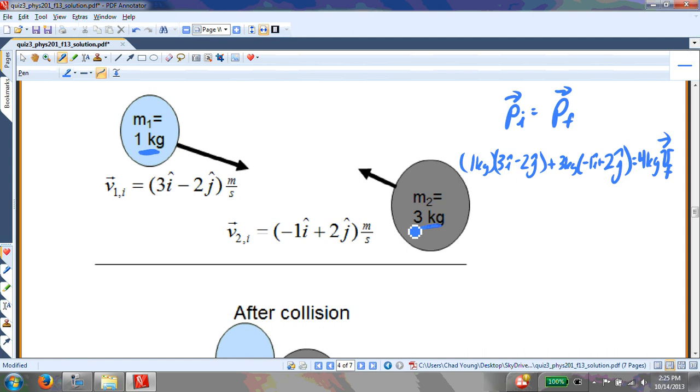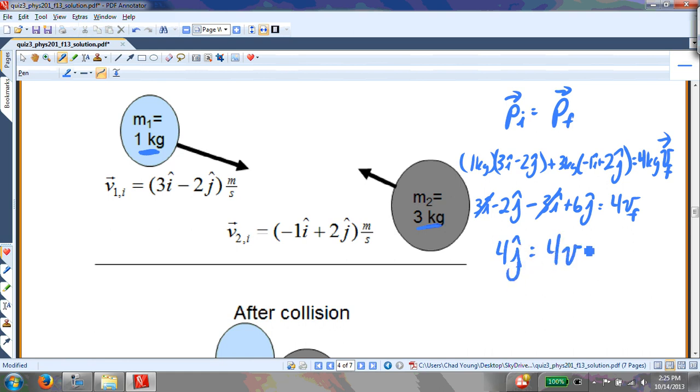And then I solve for vf. Let's just first distribute some of this stuff. So I get 3i minus 2j minus 3i plus 6j equals 4vf. Looks like our x component is going to cancel out, and I'm just left with 4j equals 4vf. So vf is equal to 1 meter per second in the j direction.